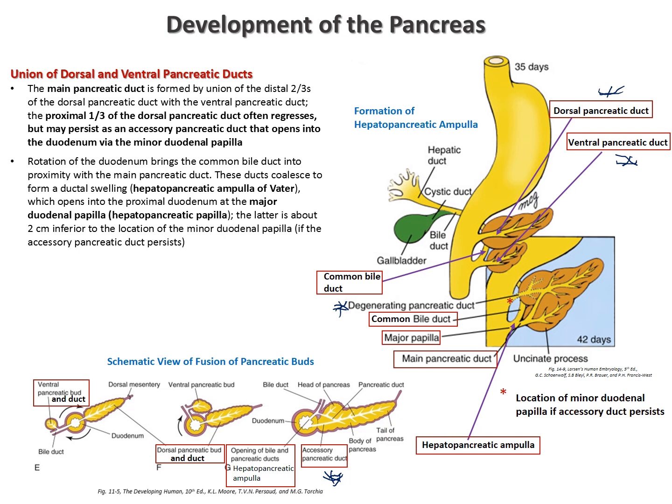Rotation of the duodenum brings the common bile duct into proximity with the main pancreatic duct. These ducts coalesce to form a single ductal swelling called the hepatopancreatic ampulla of Vater, which opens into the proximal duodenum at the major duodenal papilla. The major duodenal papilla is also called the hepatopancreatic papilla. The major duodenal papilla is located about 2 centimeters inferior to the minor duodenal papilla if the accessory pancreatic duct persists. You will search for these in the dissection lab.